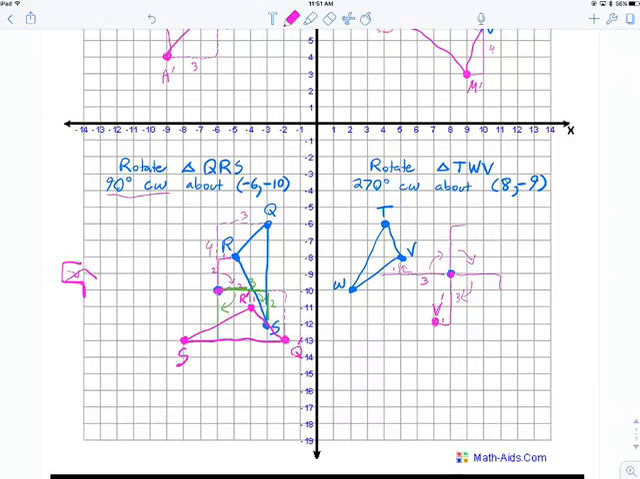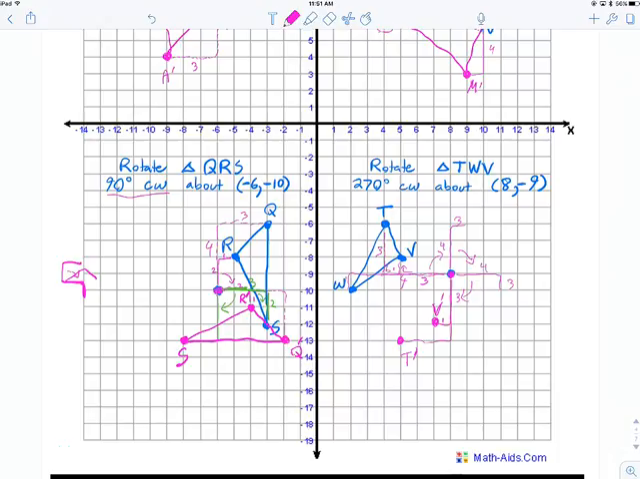T is 4, 3. Oh, a lot of 4, 3s. So now it would be 4, 3 spun around, 4, 3 spun around, keep spinning. So 4, right turn 3. Here's my T prime. And then W would be over 1, 2, 3, 4, 5, 6, left turn 1.